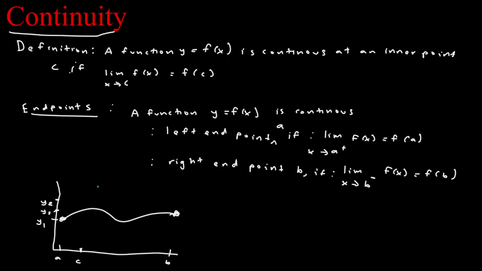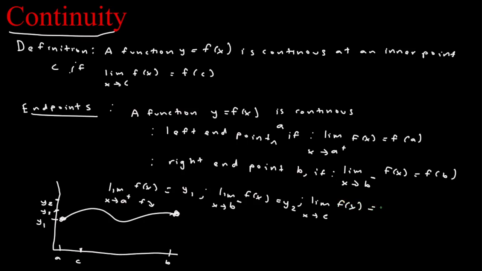Right? So we clearly see that the limit as x tends to a from the positive side of this function f of x is equal to y1, right? And similarly, limit as x tends to b from the left side of f of x is equal to y2. And limit as x tends to c of f of x is equal to y3. And because all these match, we see that this function is continuous at these points.